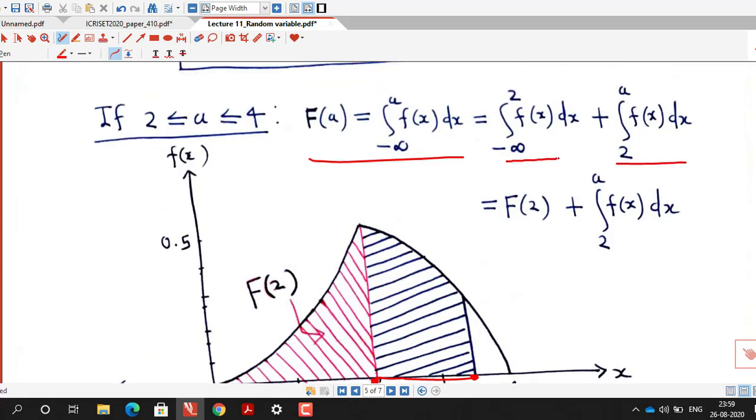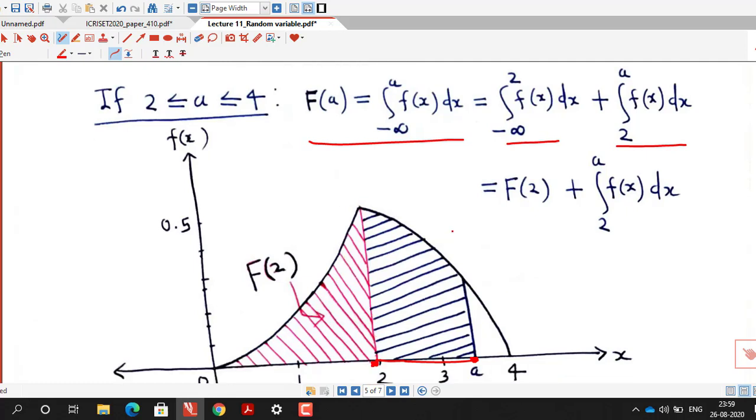So it is not necessary to sketch the figure. This is just for understanding. Otherwise it is simple, you can directly write this also. Minus infinity to a of f(x) dx, because a is between 2 and 4, we have to take care where x is less than or equal to 2. So minus infinity to 2 and then 2 to a.